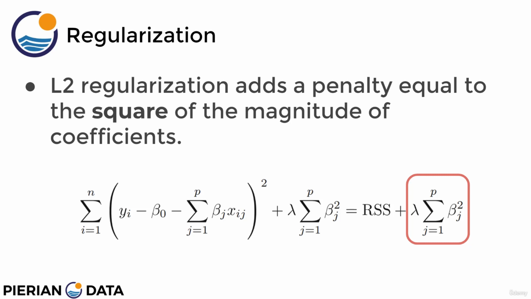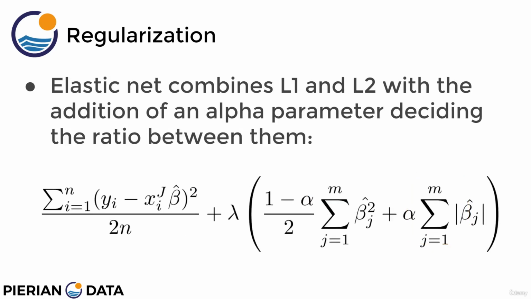Again, we'll discuss the details of the mathematics behind the error we're trying to minimize when we discuss both ridge regression and lasso regression and elastic net in more detail later on. Speaking of elastic net, let's go ahead and discuss it. It essentially just combines L1 and L2 with the addition of an alpha parameter, deciding the ratio between them.